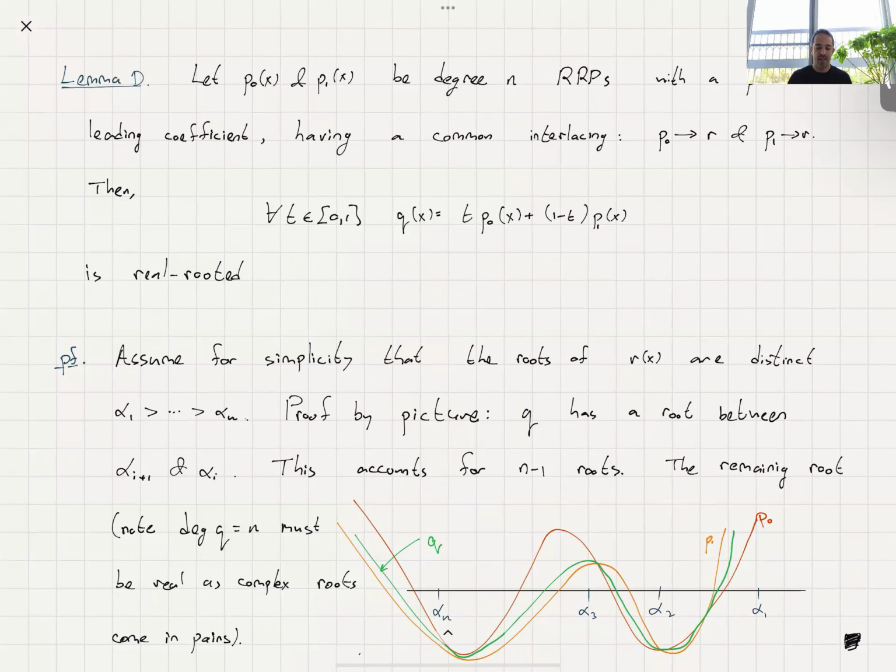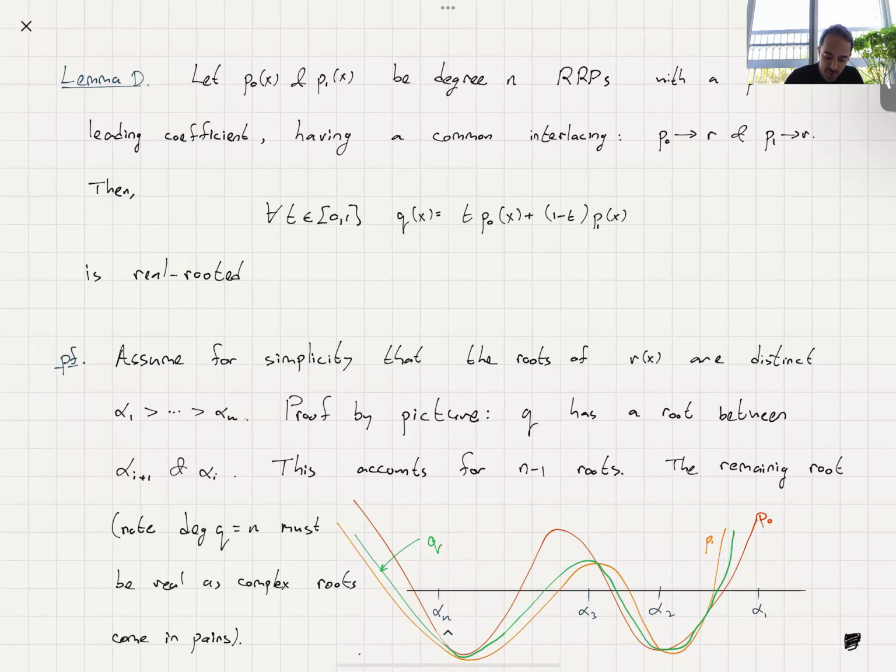So lemma A and B talked about what happens when two polynomials are interlacing. Lemma C kind of motivated our focus on degree n and n-1 polynomials, because these are the polynomials that we are going to see. And lemma D talks about common interlacing, right? It's actually one of the facts that we talked about in the previous video.